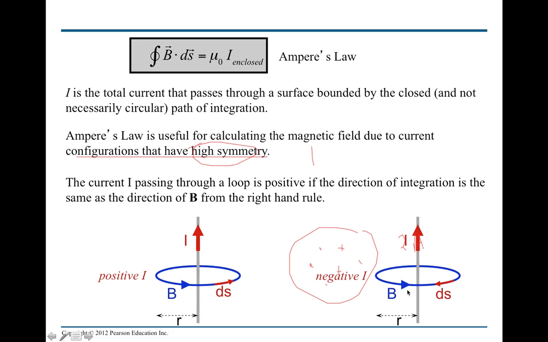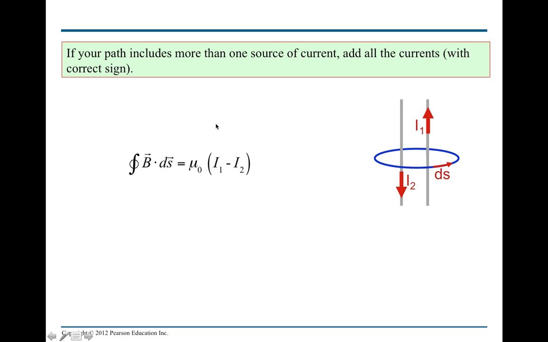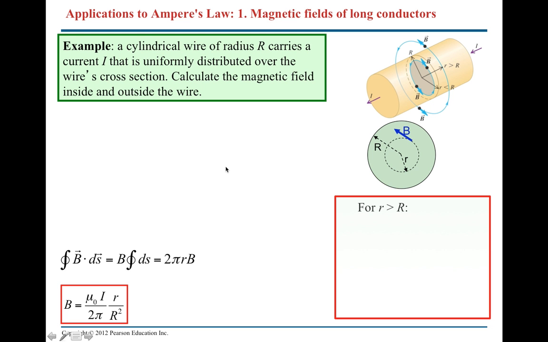So this will be 180, so minus, and these two, where B is along ds, the integral will be positive. Okay. So again, if you have two currents, that will be simply the sum of these two in. So in this case, I1 is positive, and I2 is negative. So you just take the algebraic sum of the two.